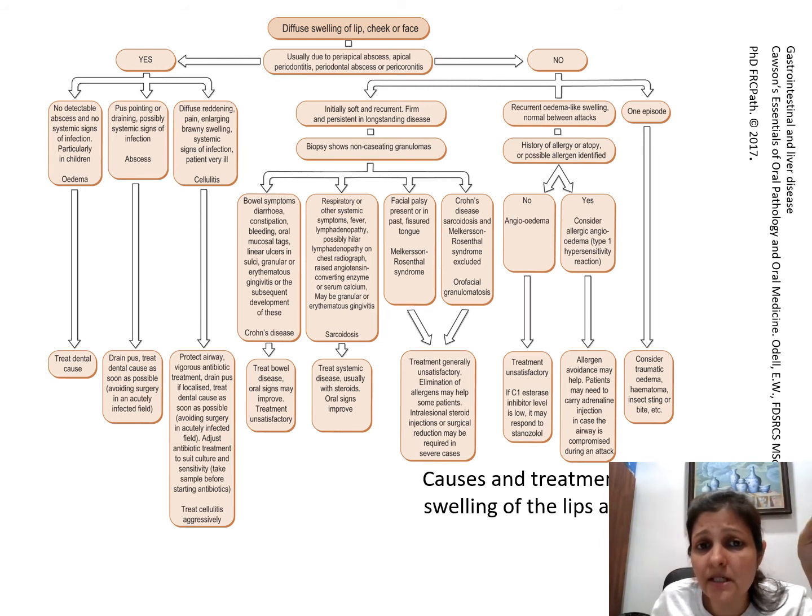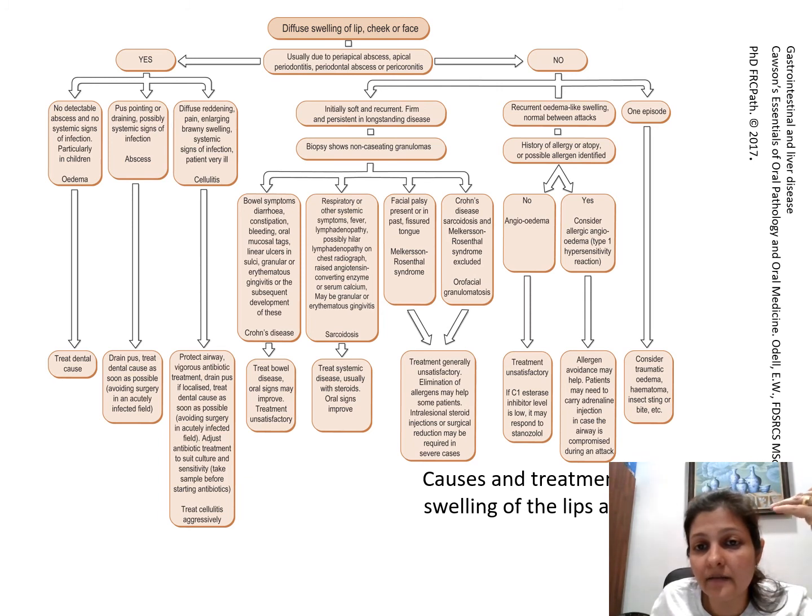When you take a biopsy and it shows non-caseating granulomas, there you have it. Based on the symptoms and your association with other systemic manifestations, you're either going to narrow it down to Crohn's, sarcoidosis, or Melkersson-Rosenthal syndrome, or simply an orofacial granulomatosis, which is a manifestation of any of these diseases. So then you're already looking at treating the bowel disease, systemic disease, and definitely involvement of a physician at this point, and then managing the case thereon.